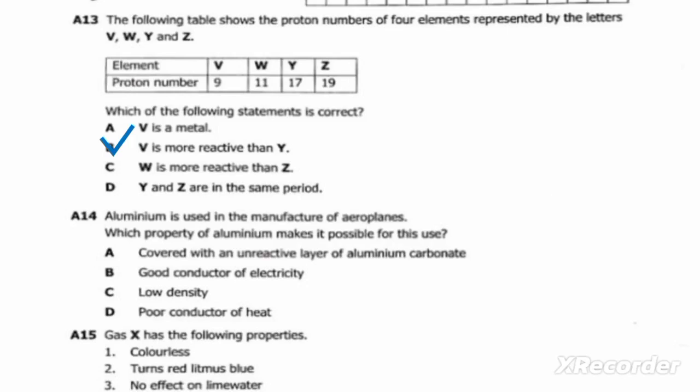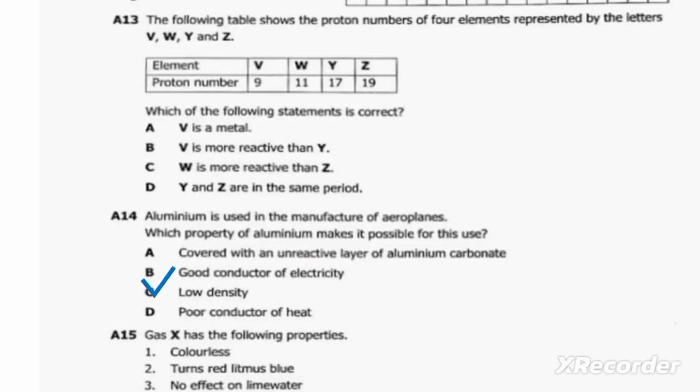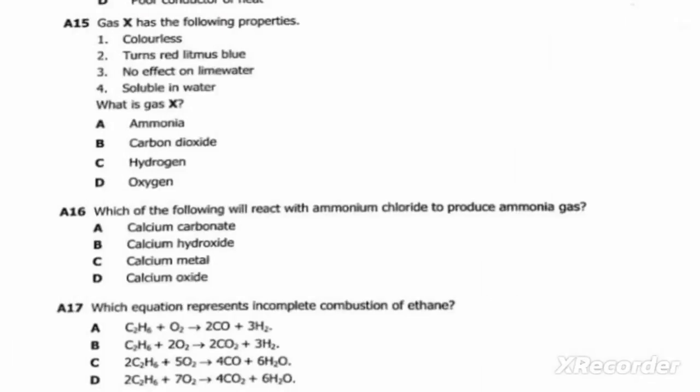So we need to understand that aluminium has a low density. So for this reason, aluminium is suitable in the manufacture of aeroplanes. We shift to the next question, which is question A15.